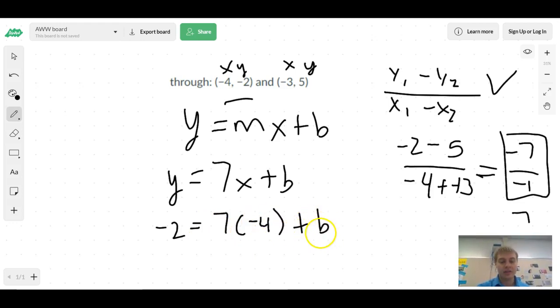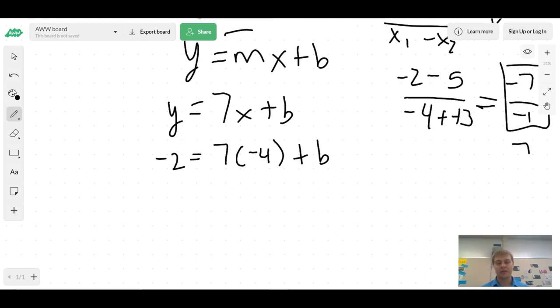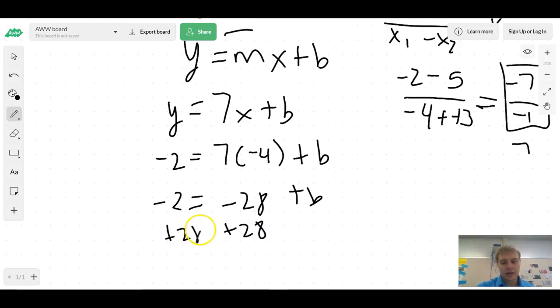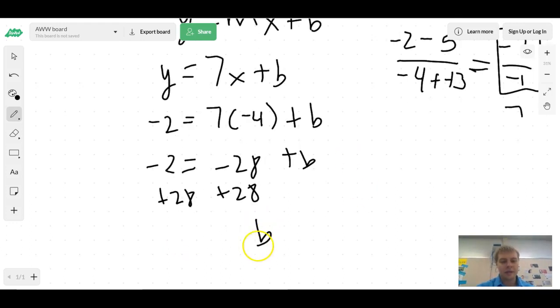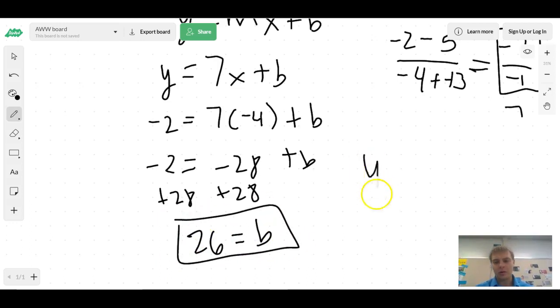Make sure you plug them into their 2 different spots, or if you mix them up, bad things would happen. So we get -2 equals -28 plus b. We'll add 28 to both sides, and I'm going to get that b is equal to 26. So my whole line equation would be y equals 7x plus 26. Let's try the next one.